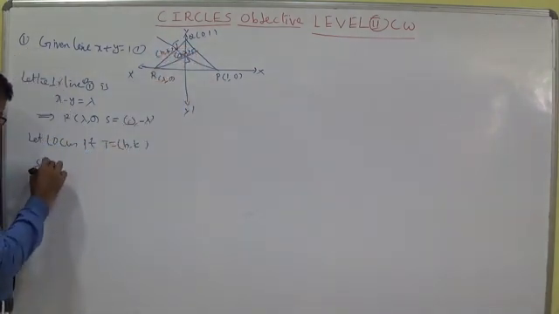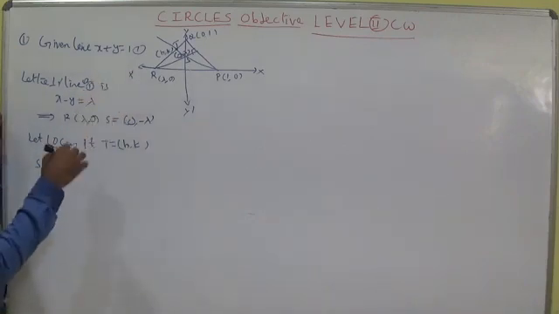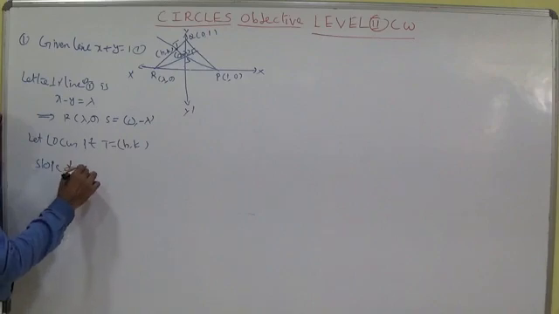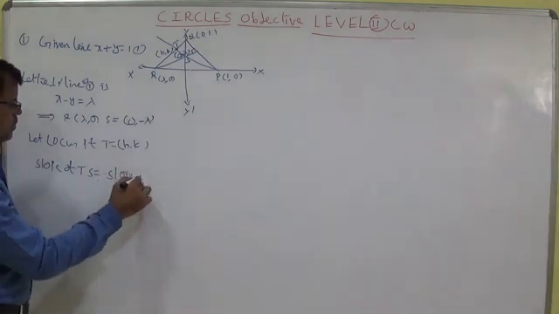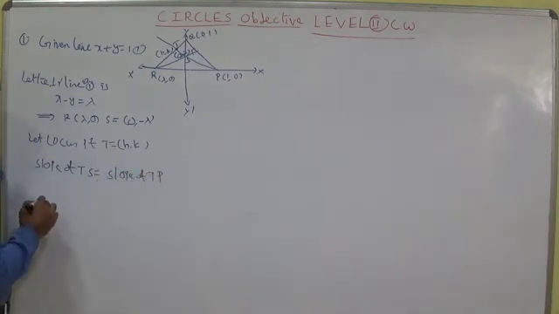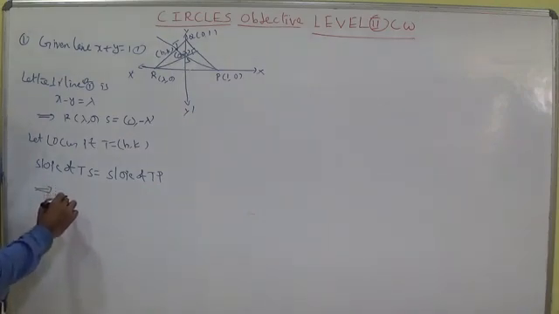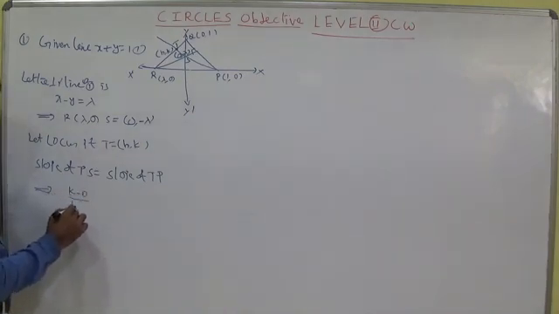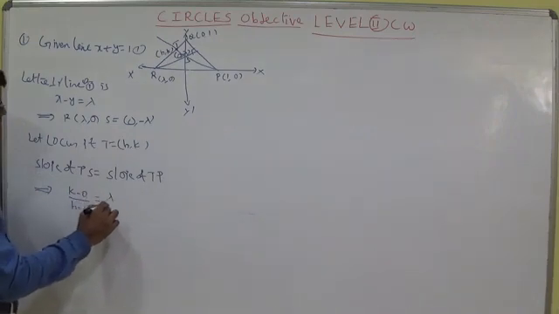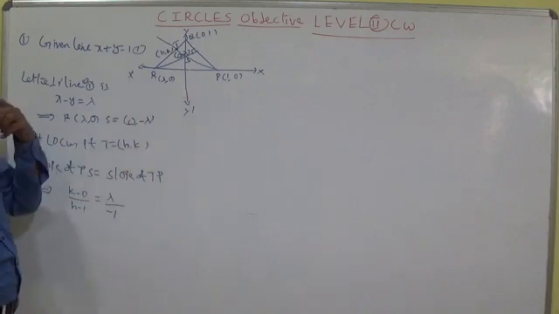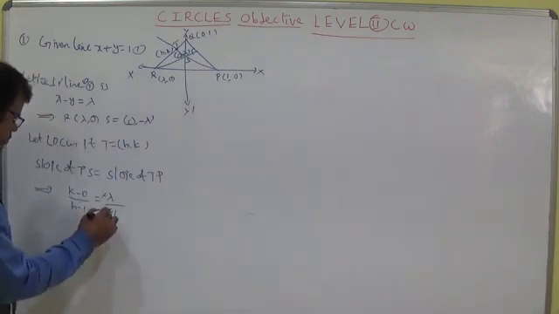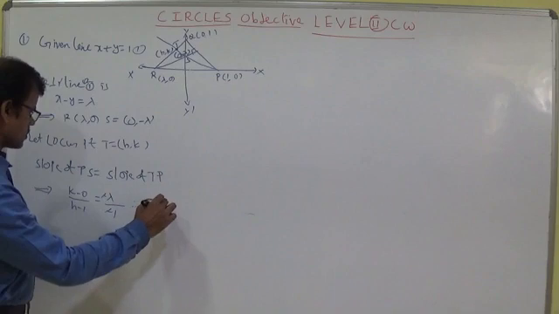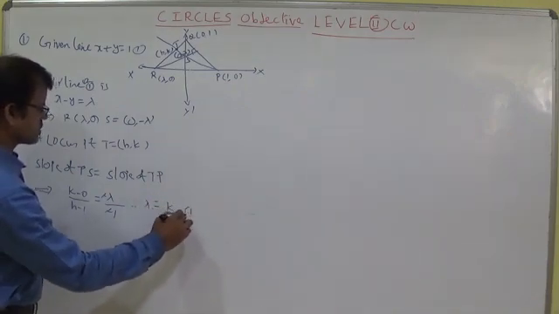Because here P, T, S are collinear and Q, T, R are collinear. Slope of TS is equal to slope of TP, otherwise slope of TP equal to slope of PS, it is better. So we can do as K minus 0 by H minus 1 is equal to minus lambda minus 0 by 0 minus 1. So it is 1. Therefore, lambda is equal to K by H minus 1. Put it as the first equation.